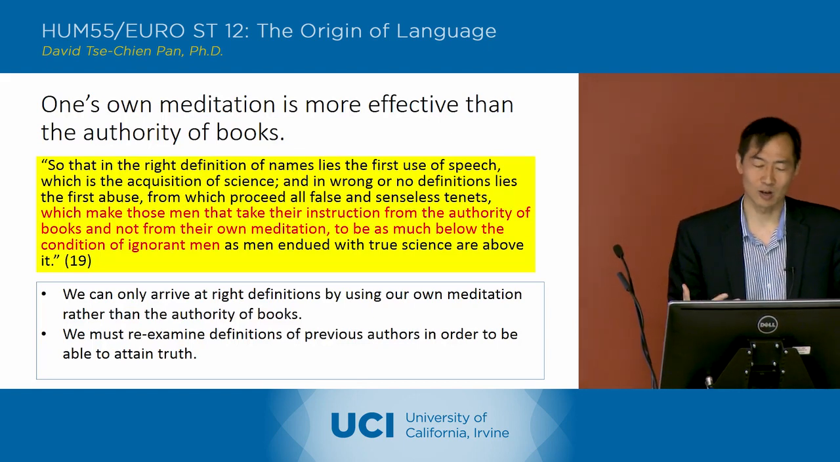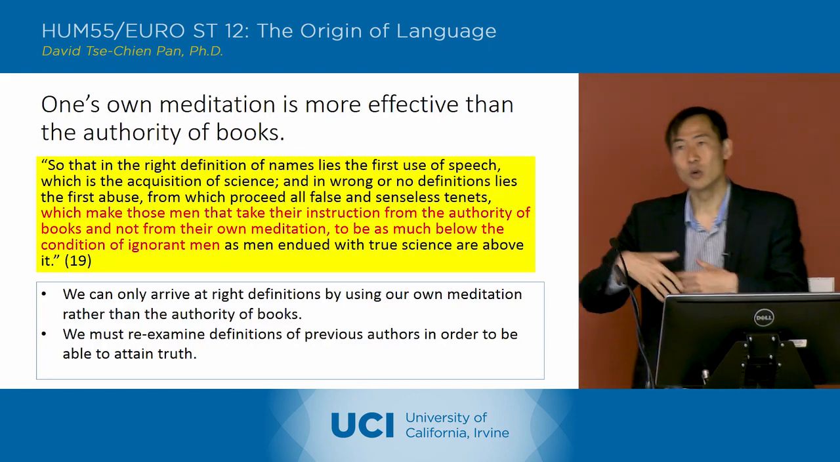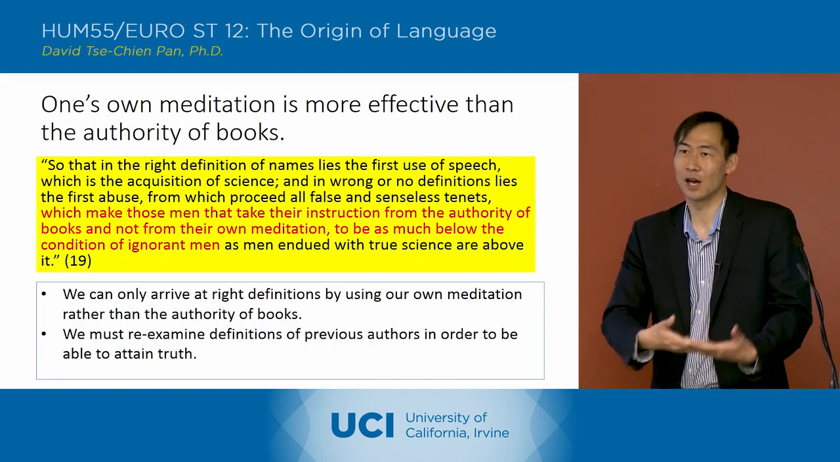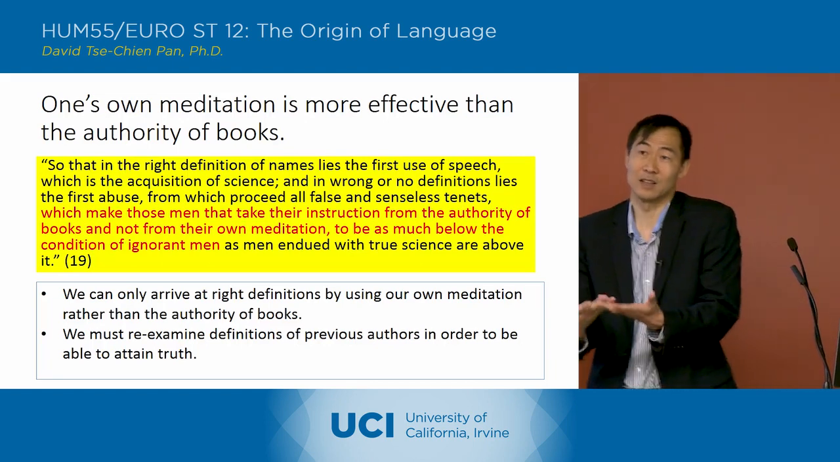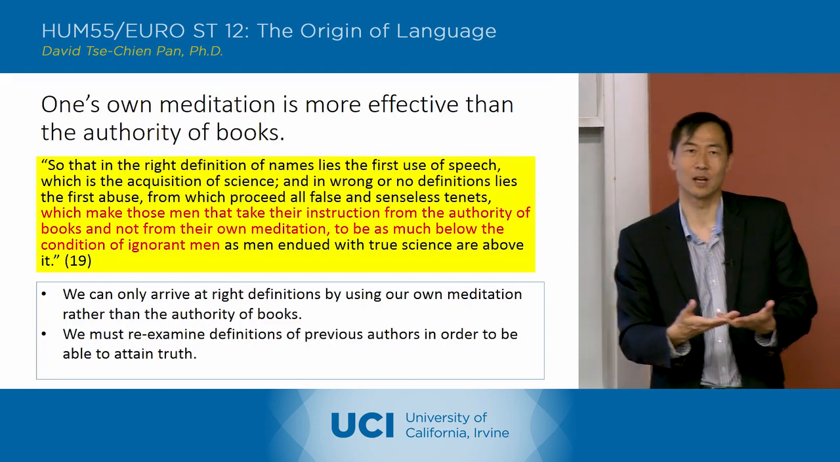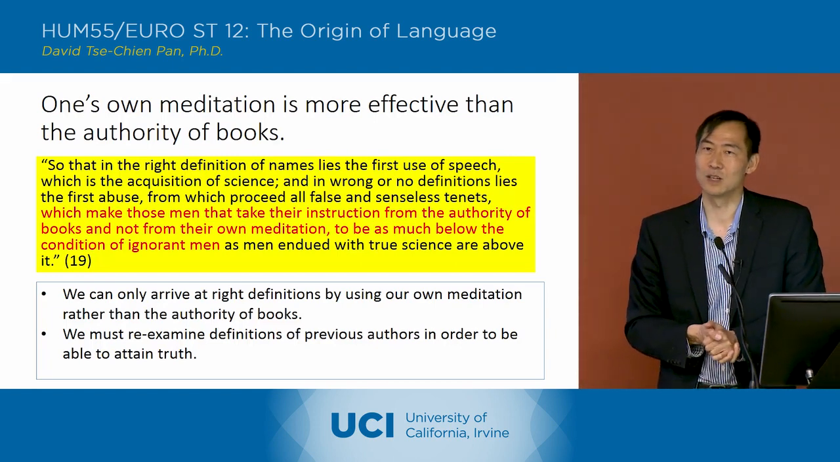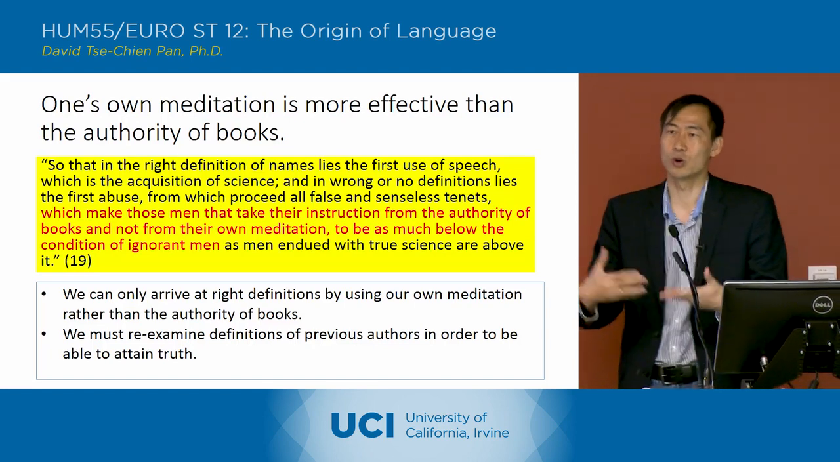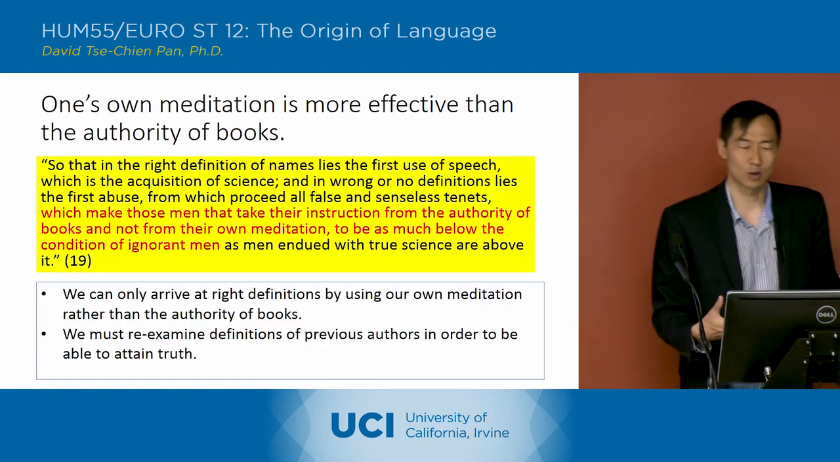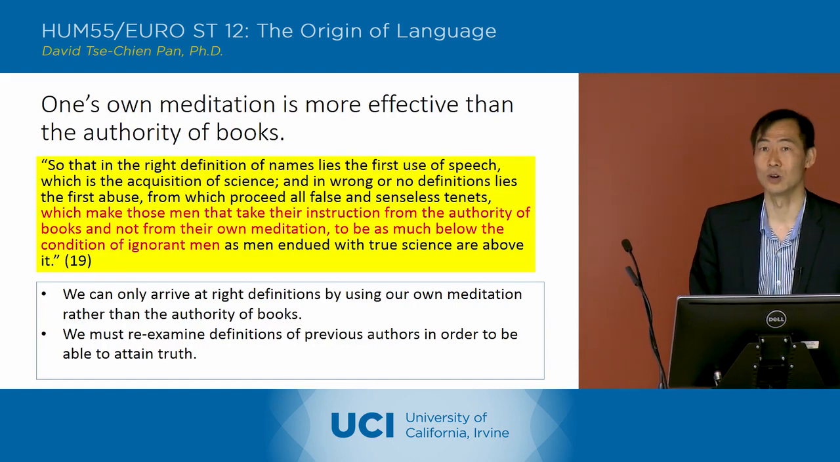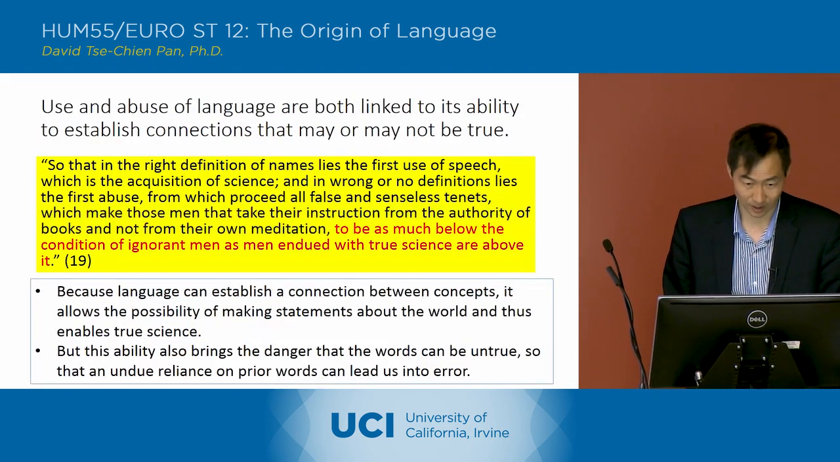And so he's emphasizing here, we're not going to be looking at the authority of books solely. We're also going to be looking at our own meditation. And even if it's very helpful to rely on previous thinking and language, of course, words, right, to arrive at truth, we need to re-examine the definitions of previous authors in order to really arrive at the correct definitions. We can't just take it on the faith of those previous writers, right?